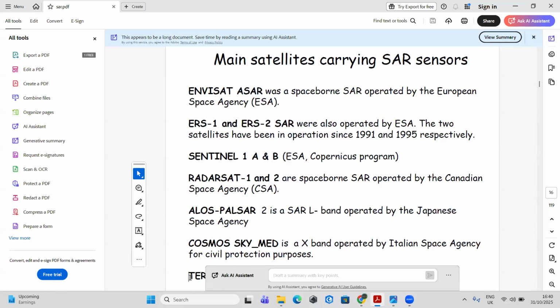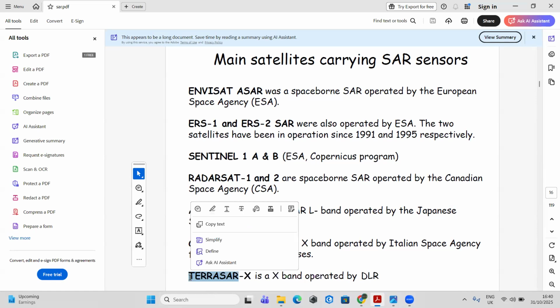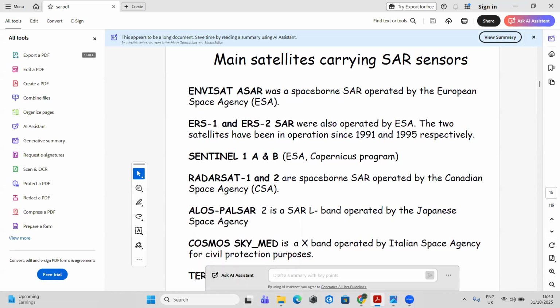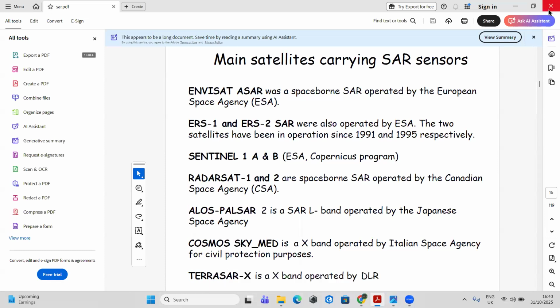TerraSAR-X is the most advanced SAR satellite we have. It is by the German space agency, so it has very, very high resolution. If there is a ground deformation of even 1 centimeter, this satellite can detect it. But if you want to have it, it is very costly.